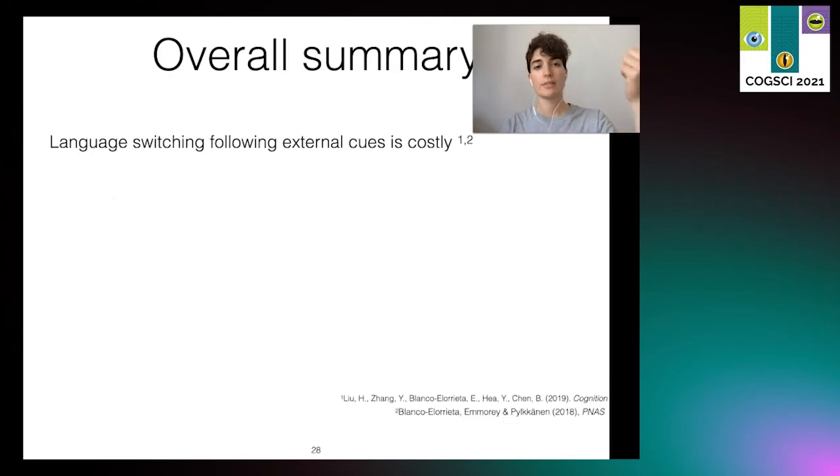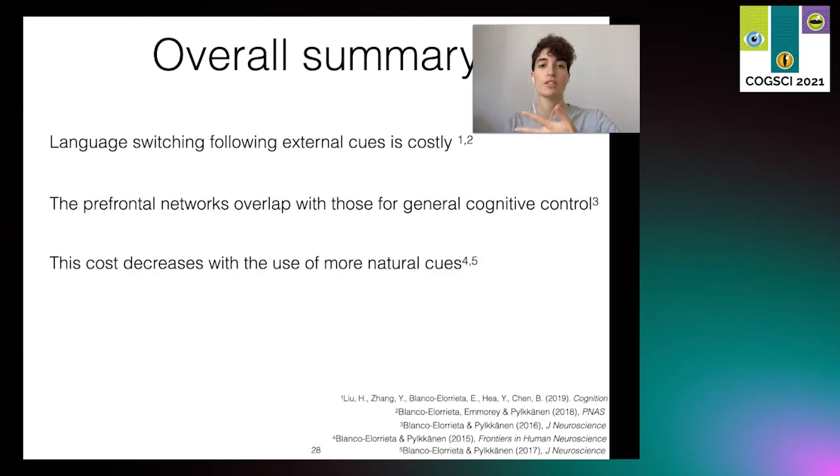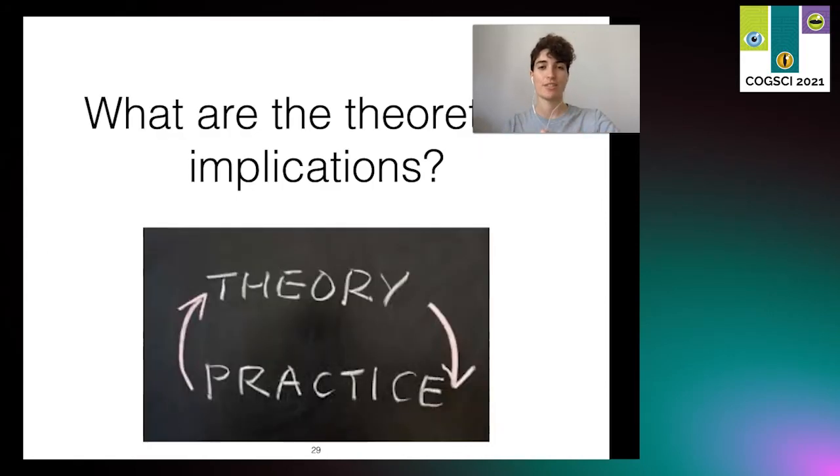So the overall summary that we have is that language switching following external cues is costly, that these prefrontal networks are actually the same as those involved during general cognitive control, that the cost of switching decreases with more natural cues and in fact fully disappears if we're switching languages voluntarily. So what are the theoretical implications of these findings? Well, I think there are at least two.